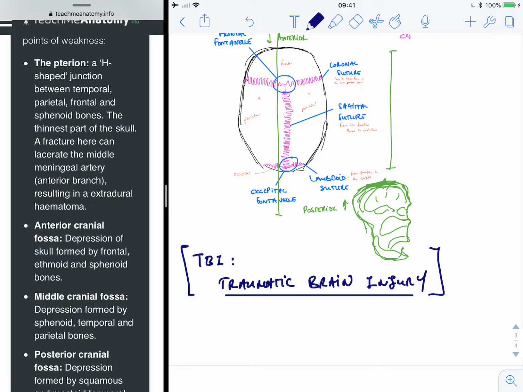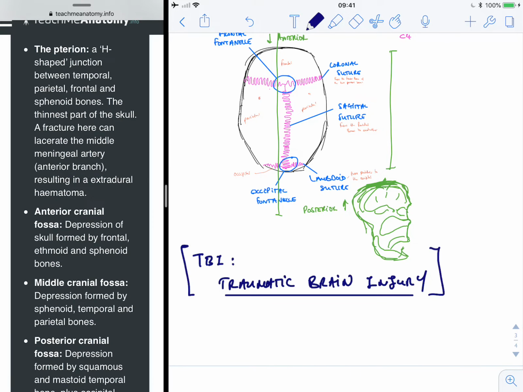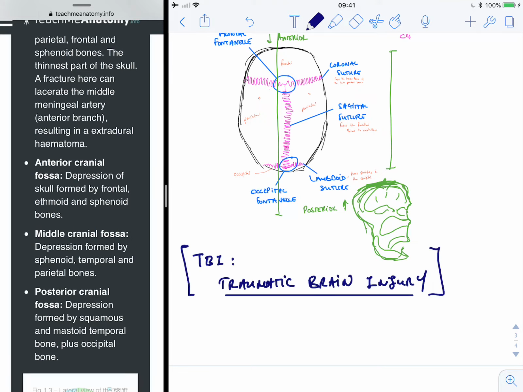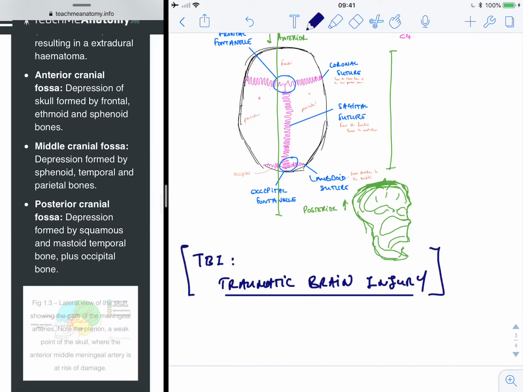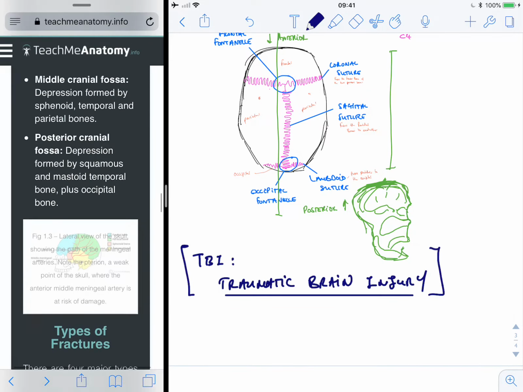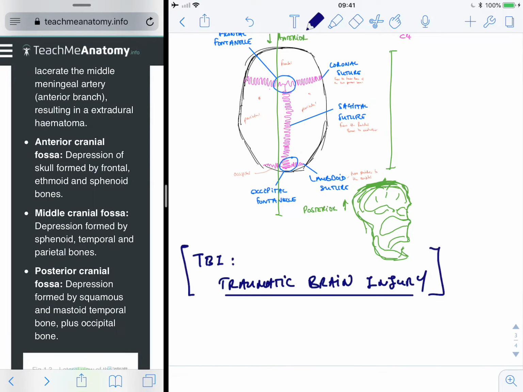The anterior cranial fossa is a depression of the skull formed by the frontal, ethmoid and sphenoid bones. I think that is probably the bit behind your head, I'm assuming. And that is almost definitely like a pressure point, isn't it? The middle cranial fossa. See now, there's quite a few of them, so perhaps that isn't the anterior, so obviously it wouldn't be frontal, ethmoid and sphenoid bones. It might be the bit right at the top of your nose. Would be good to have examples of these sort of images. Perhaps we'll look them up together after this. The middle cranial fossa, a depression formed by the sphenoid, temporal and parietal bones.